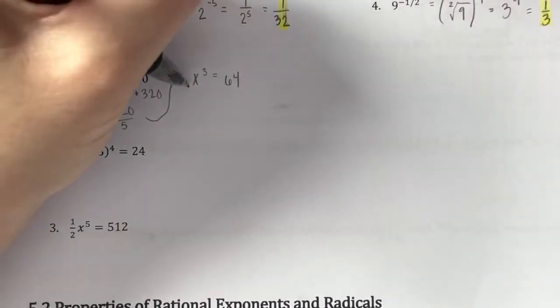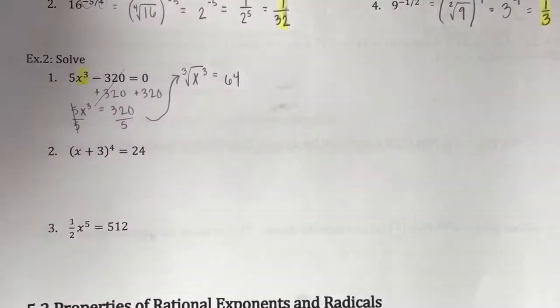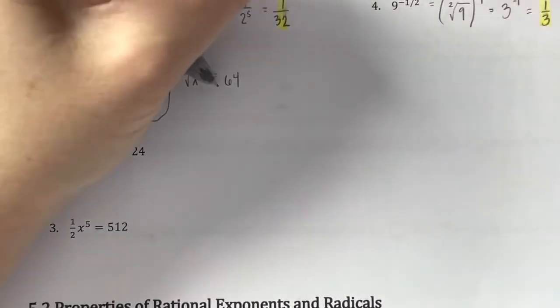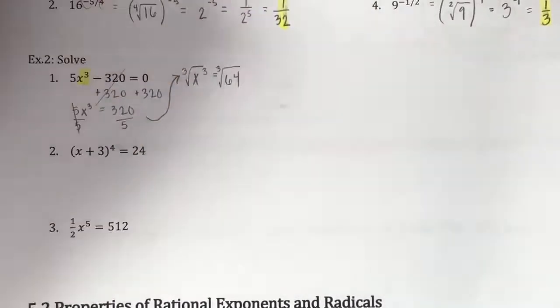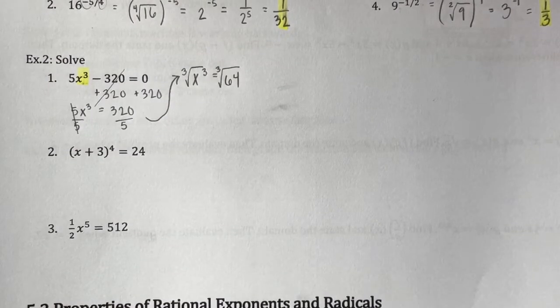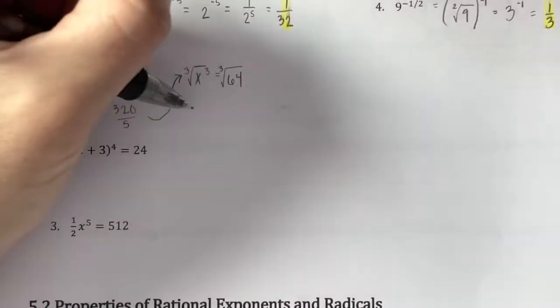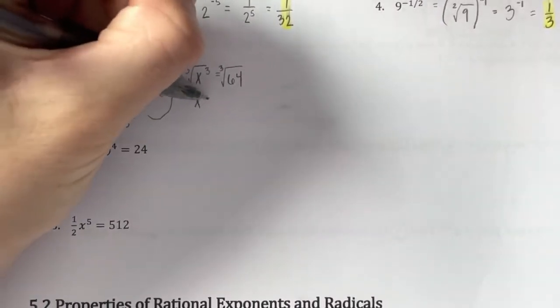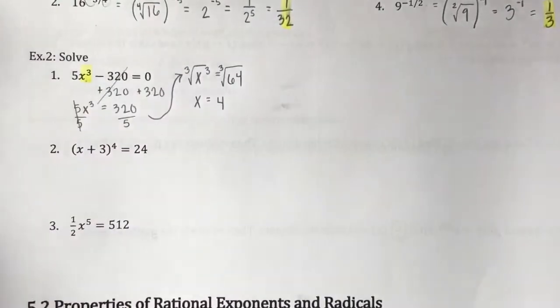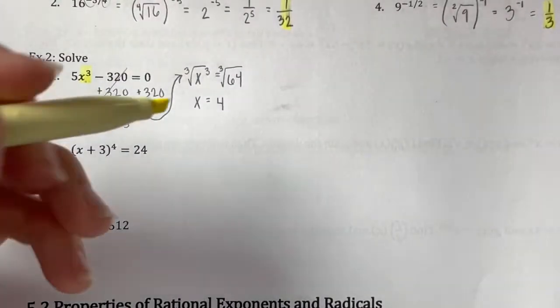So I can cube root both sides to cancel out the cubed and isolate x completely. So the cube root of 64, I'm looking for a number multiplied by itself 3 times that equals 64. So 4 times 4 is 16, and then times another 4 is 64. So the cube root of 64 is 4. So our solution is x equals 4.